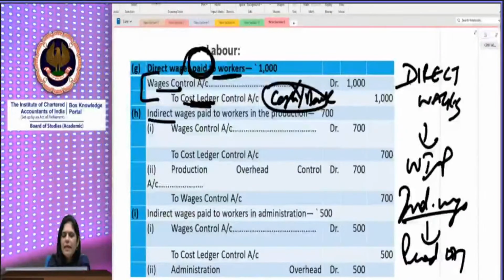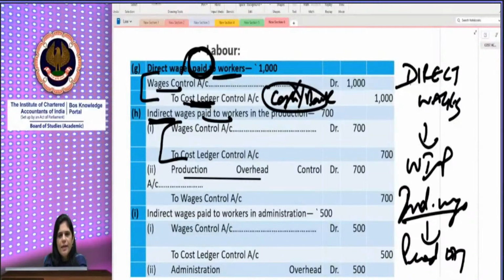So see, indirect wages paid to the workers. Whether direct or indirect, it has to be paid first, so it has to route through the cost ledger control account. Clear? Now, indirect is going to production overhead: production overhead control debit to wages control. And direct wages will go to WIP. So how will you pass the entry for direct wages going to WIP? WIP debit to wages control account credit. All right.